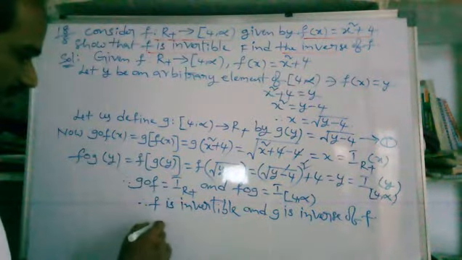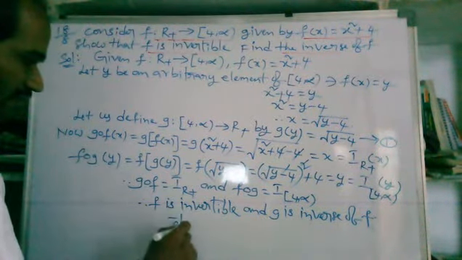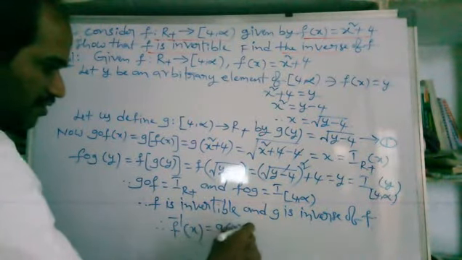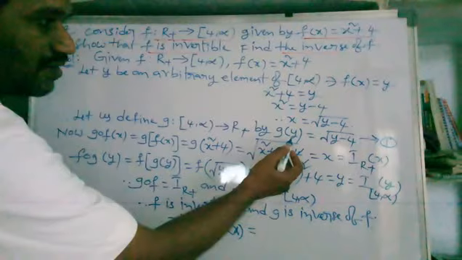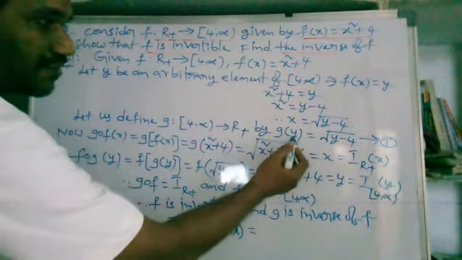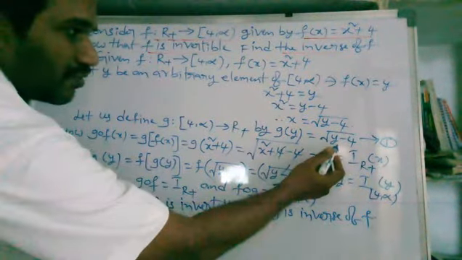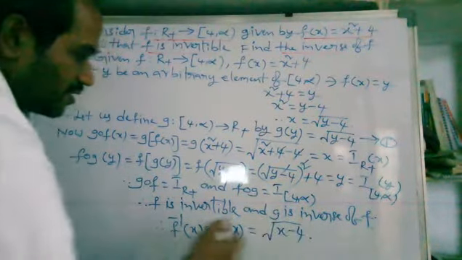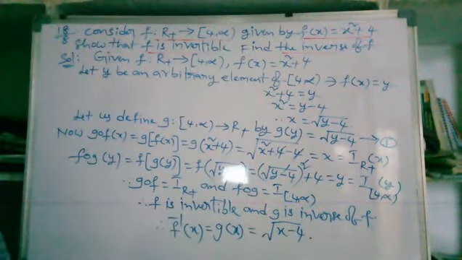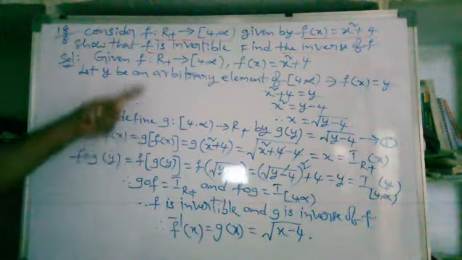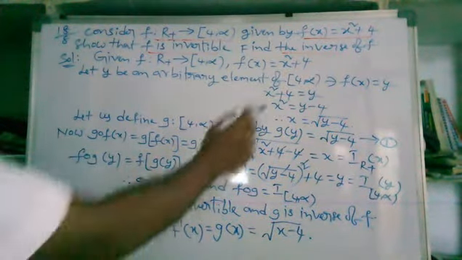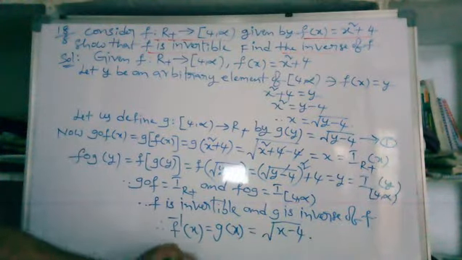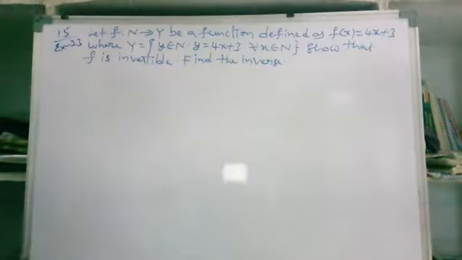Therefore f inverse of x is equal to g of x. The g of x value is the g of y value, so replace y by x. g of x is equal to square root of x minus 4. This is f inverse of x. This question is also the same; the procedure is the same, no change. Only the function changes. Okay, next question.